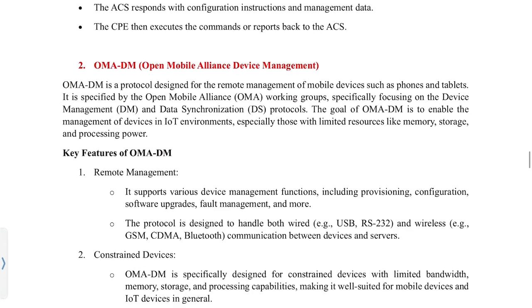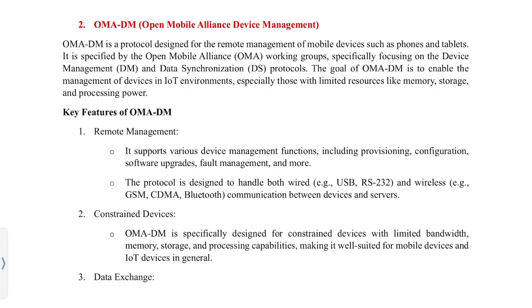Then the next protocol which we have is OMA-DM, that is Open Mobile Alliance Device Management. So this is designed for remote management of mobile devices like phones and tablets. So it is specified by Open Mobile Alliance working groups. So it mainly focuses on device management and data synchronization. Main goal is to make sure that our mobiles or laptops are working properly, even if there is little memory, limited storage and processing power. Their operations are happening properly in a given IoT environment.